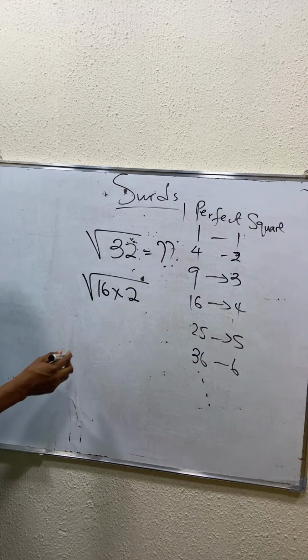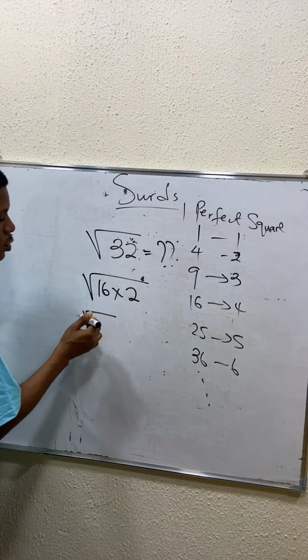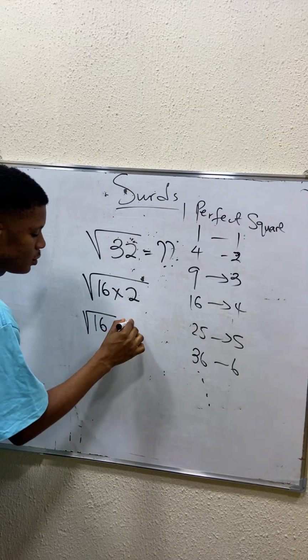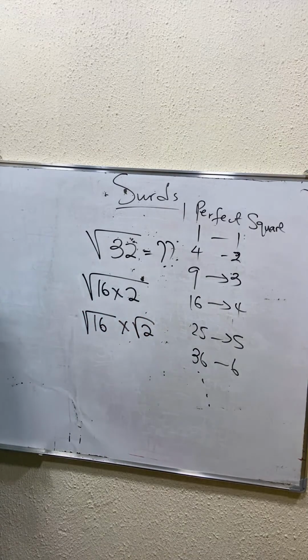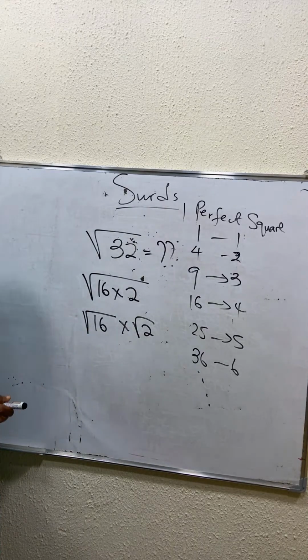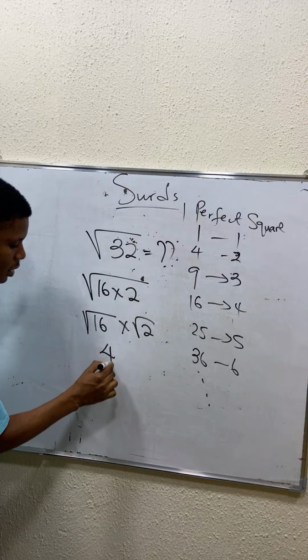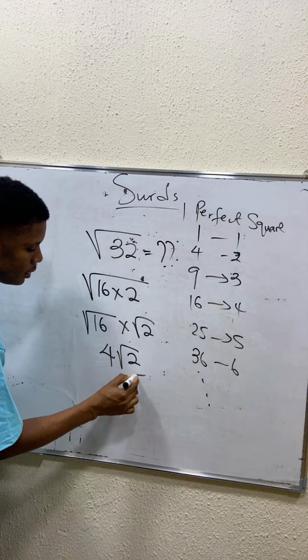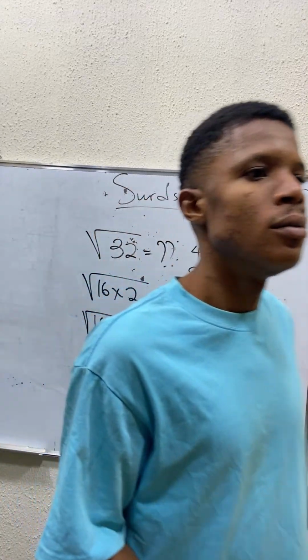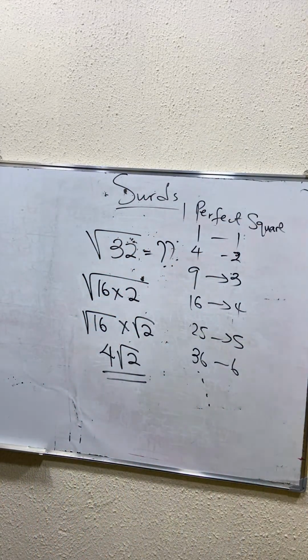So if you have this, you can now see you have to break the square root. If you break the square root, you have it as 16 times root 2. The square root of 16 is 4, so you have 4 root 2, and that's just the answer. 4 root 2 is the simple answer.